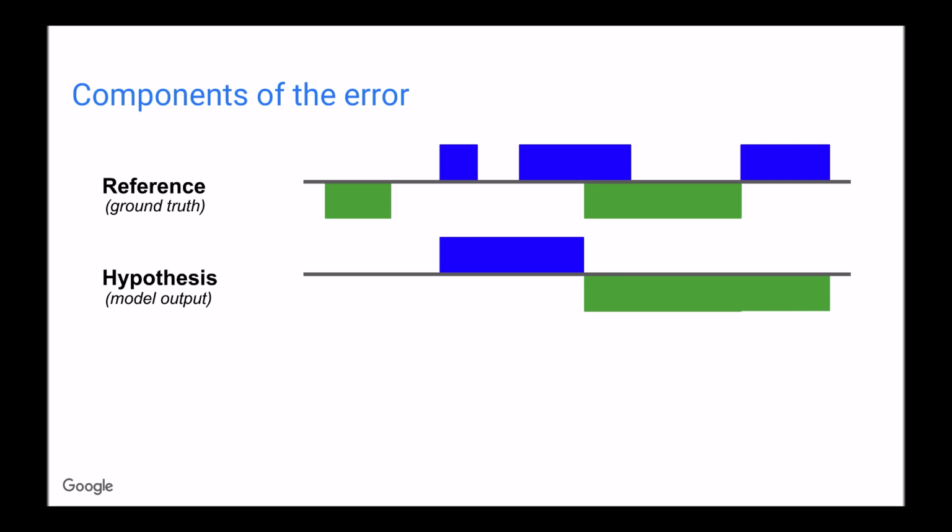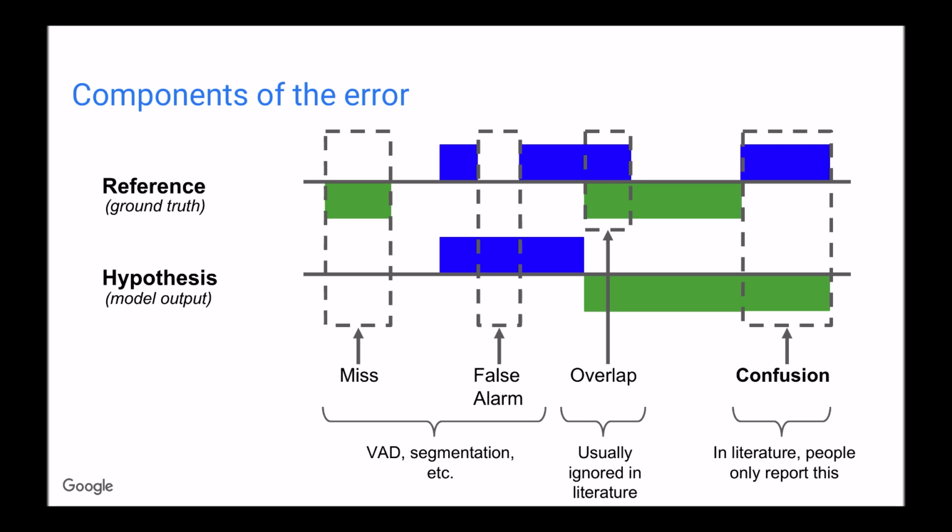So let's look at the different components of the error. Here is an example. First, there can be miss and false alarm. These two types of error are usually introduced by the voice activity detector and the segmentation. Then there is overlapped speech. Most people exclude this part from the final errors. Finally, there's confusion errors, which means one speaker was mistakenly labeled as another speaker. This error is mostly related to the diarization algorithm itself, and in most papers, people only report this number.